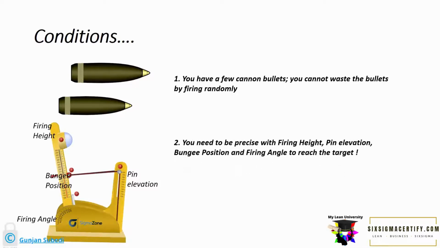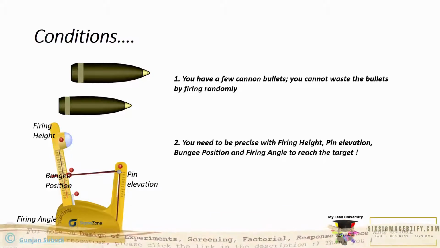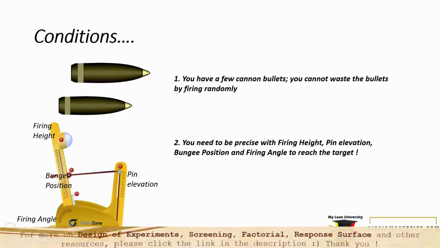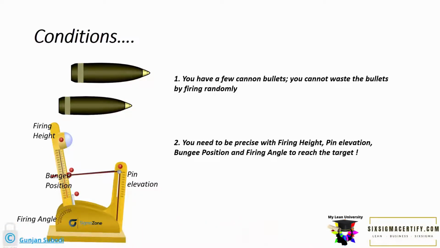Also, you need to be precise with the height of the cannon bullet, the bungee position, pin elevation and the firing angle. These four terms are the factors in designing the experiment in this case. We will learn what the factors and other related terms are in more depth in the coming lectures. So, we need to fix the firing height, bungee position, pin elevation and firing angle in order to reach the target so that you can break the fort wall.